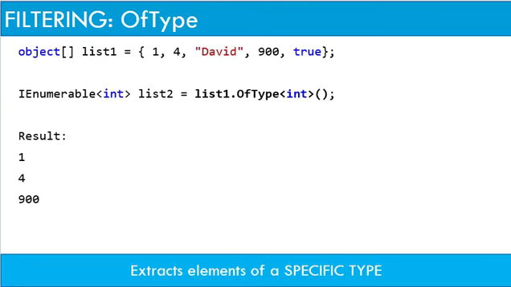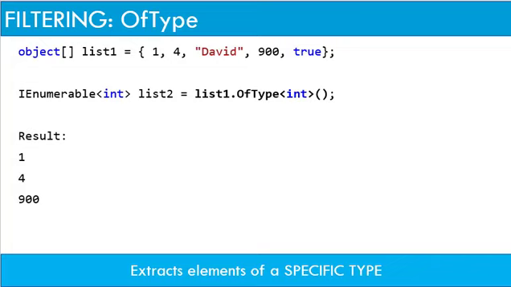The of type operator is another filtering operator. It takes a sequence as input and extracts elements of a specific type from it. Here in this example, list1 is an array of objects. It contains items of various data types. The of type operator is used to extract only integers from this array. And these are assigned to list2, which is an integer array.